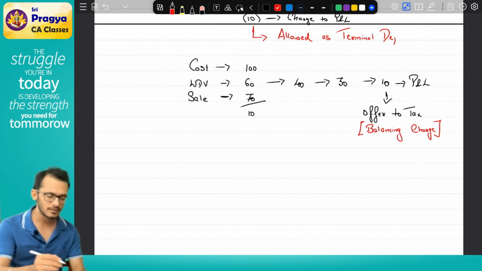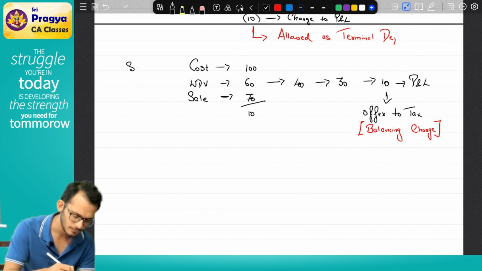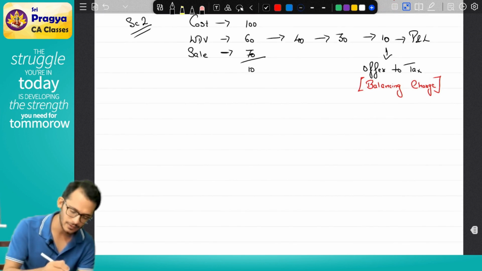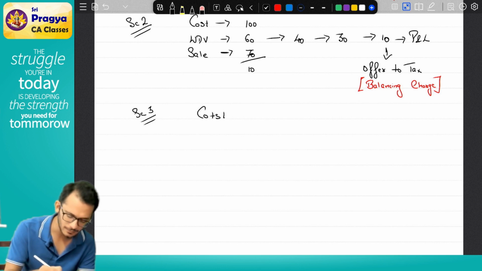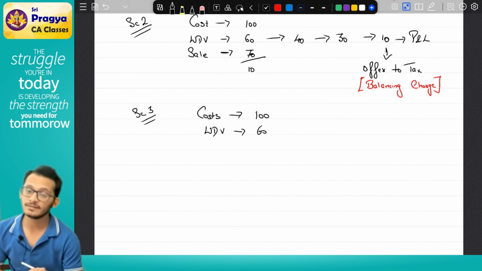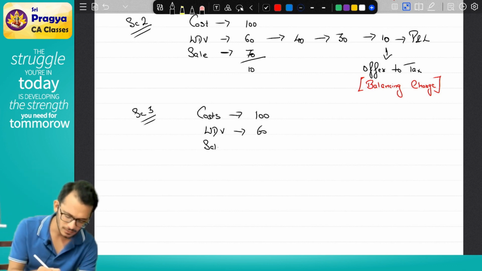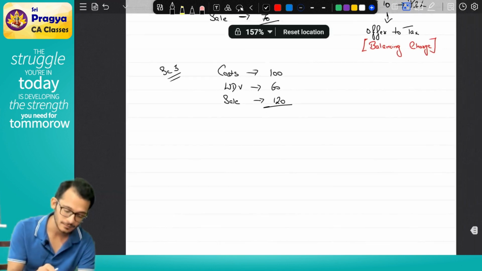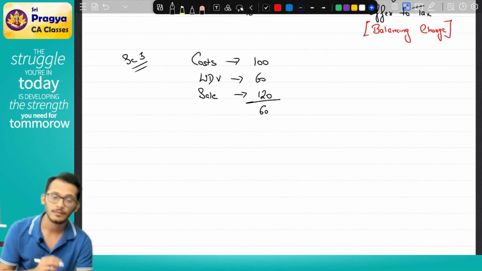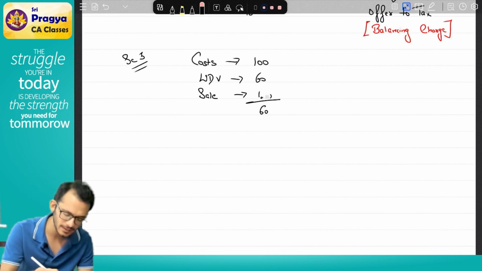Yes. Scenario number 3. I am coming and saying that, Rahul, my cost is 100. My WDV is 60. My sale value is 120. In accounts we will say profit is 60. Yes or no? For the sake of changing numbers, let's make it 130.